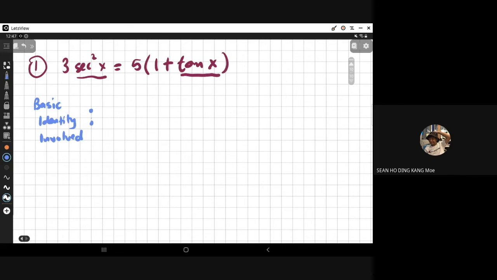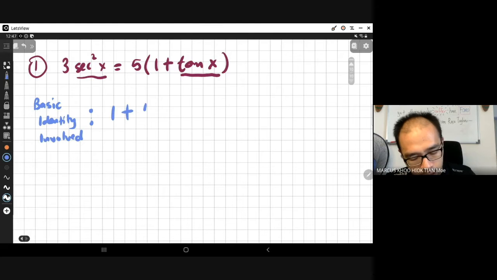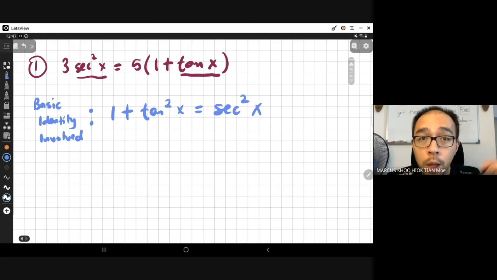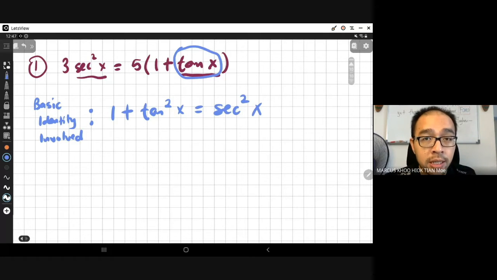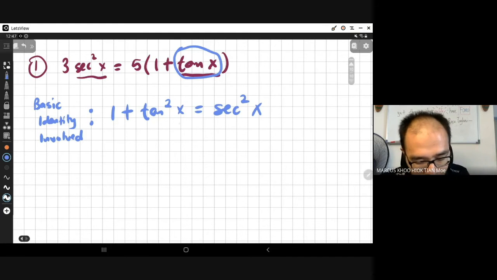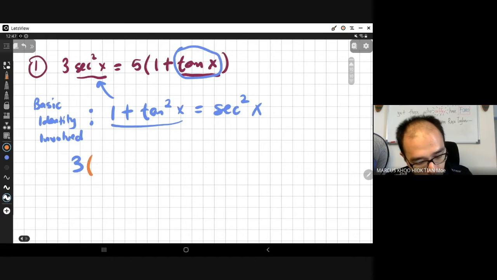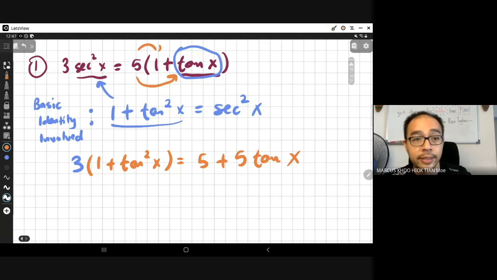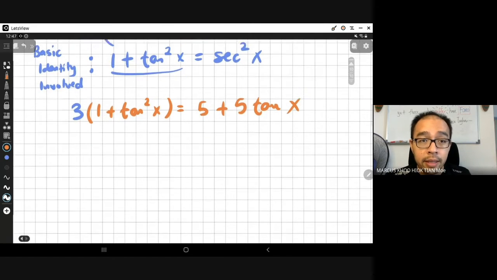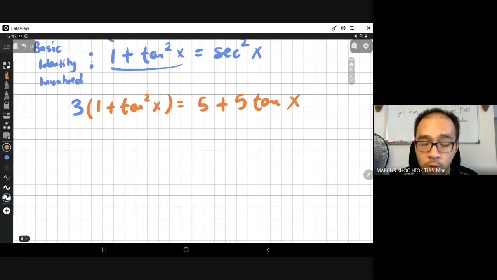1 plus tangent squared A equals secant squared A. Okay, 1 plus tangent squared x equals secant squared x. Okay, and the reason why we want to do this is we already know that there is a tangent here. So since there is an identity, we substitute this into here. And so you will get 3 times 1 plus tangent squared x equals, I'm going to multiply this in, 5 plus 5 tangent x. Okay, and then this is almost the same question now as we just did just now.